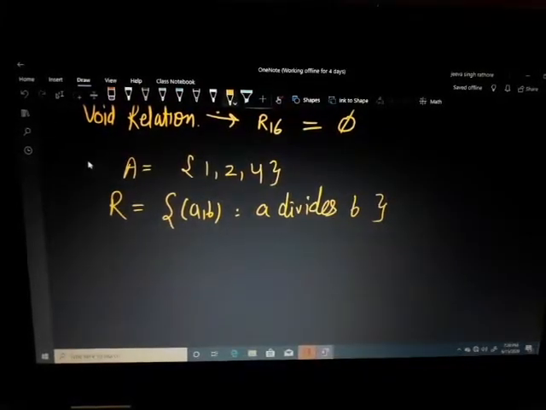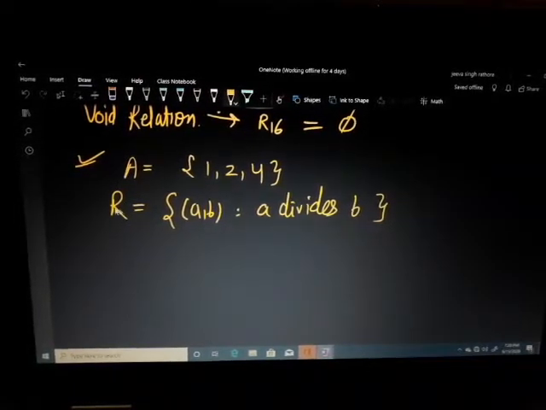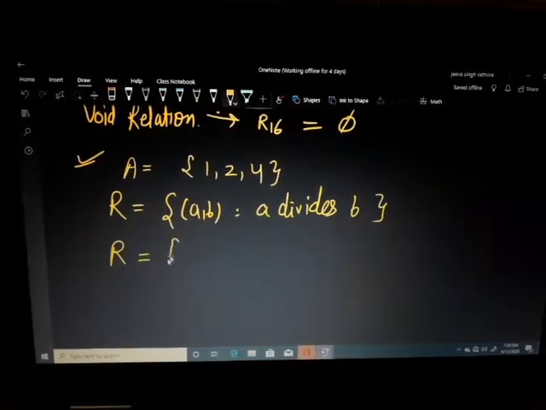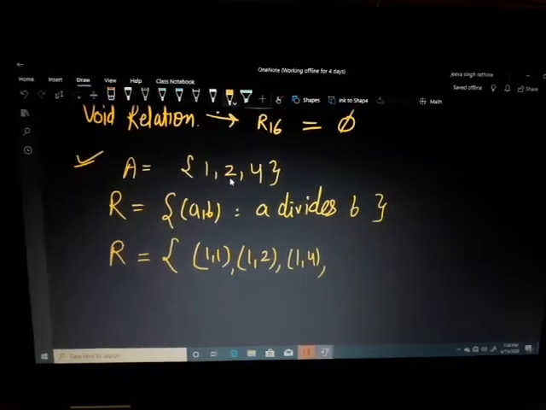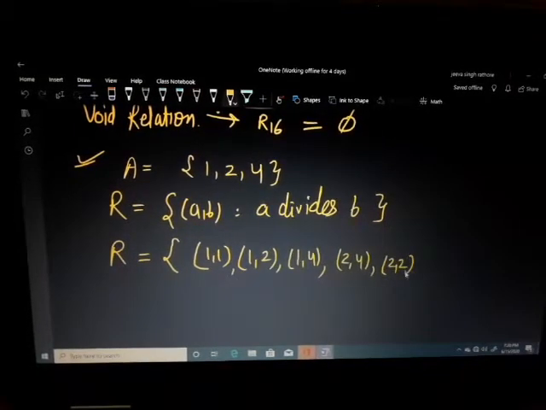Suppose the set A is given and the relation is also given: (a, b), a divides b. So you have to form the ordered pairs. 1 divides 1, 1 divides 2, 1 divides 4, then 2 divides 2, 2 divides 4, and last is 4 divides 4. These are the relations possible according to these conditions. Suppose this is the relation.